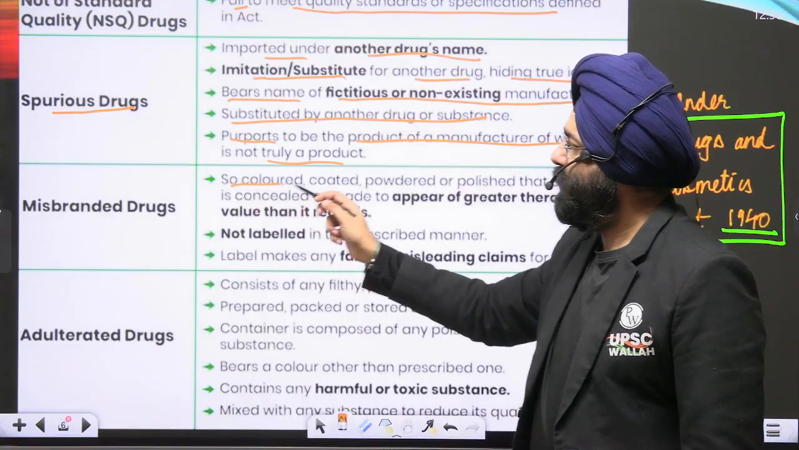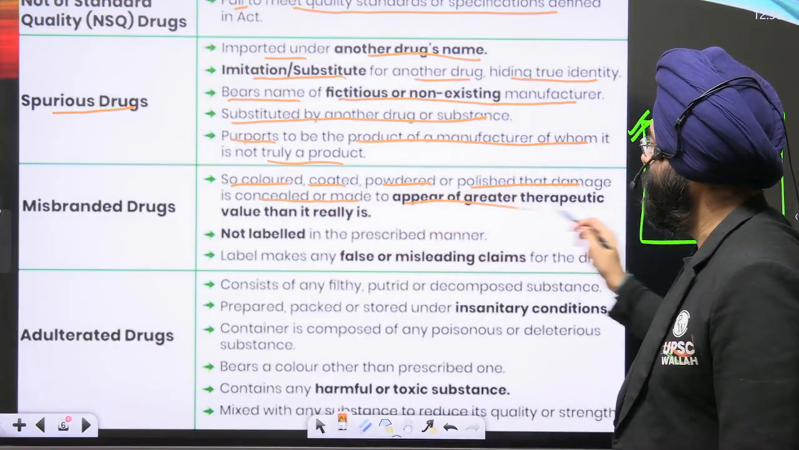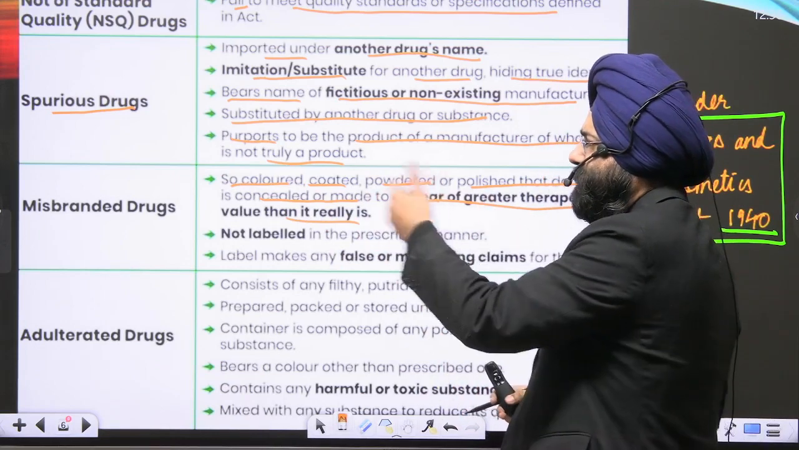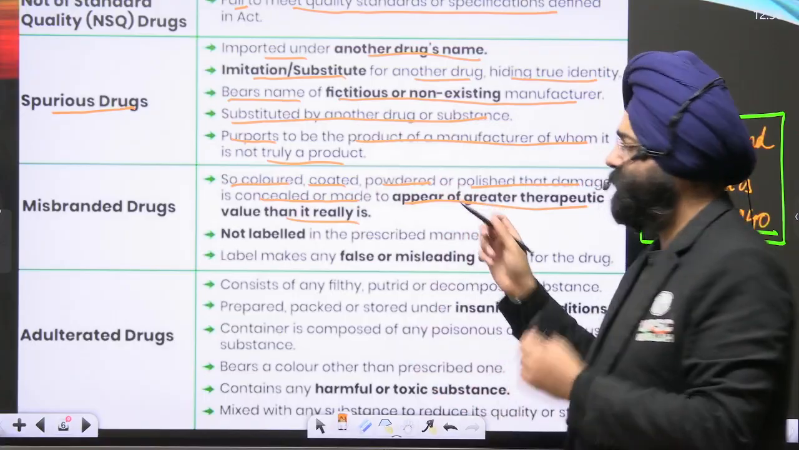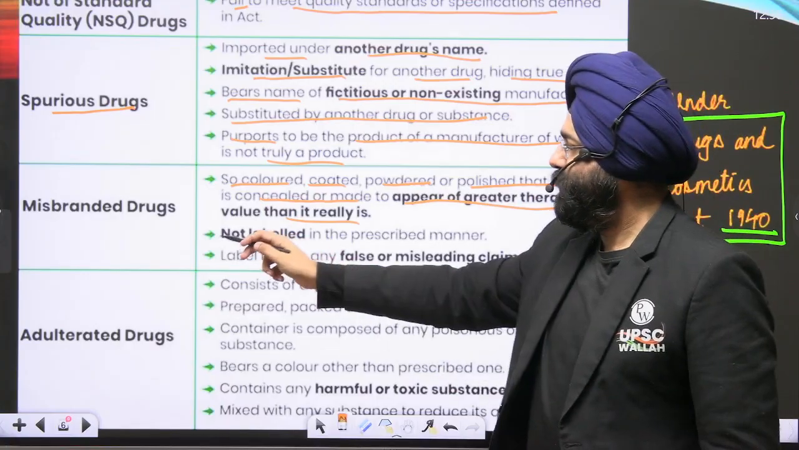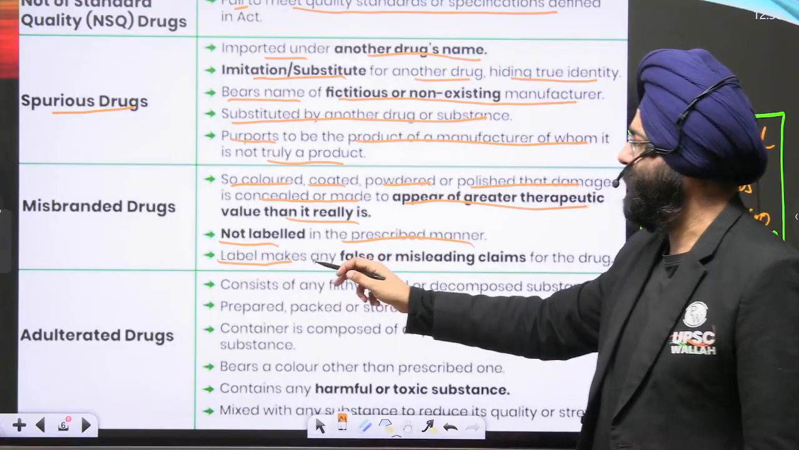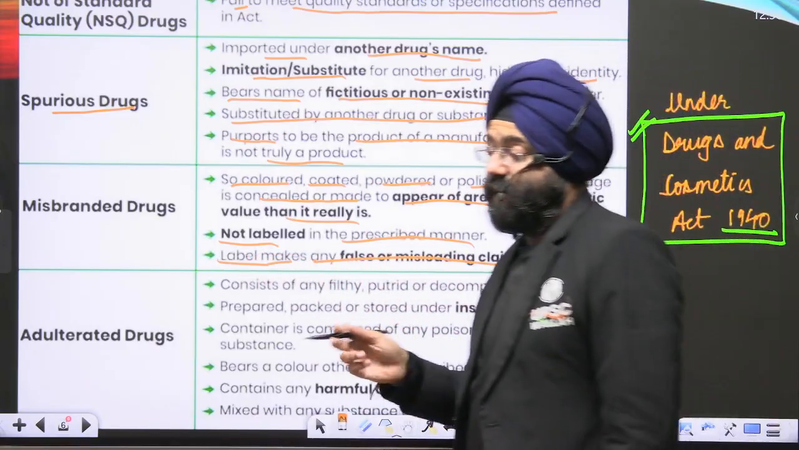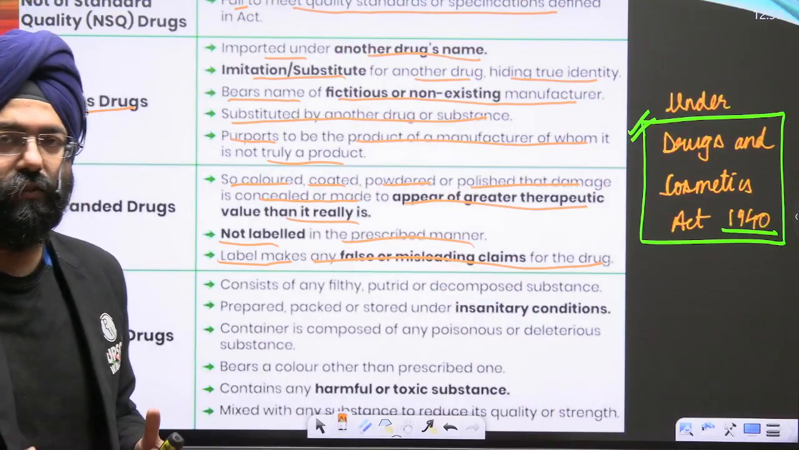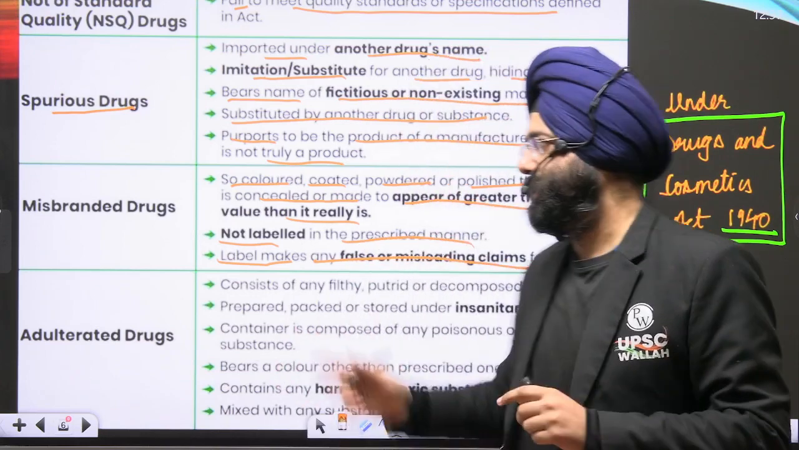Misbranded drug: colored, coated, powdered or polished so that damage is concealed or made to appear of greater therapeutic value than they really are. So any drug which is coated, or colored or coated in such a way that it appears to be of greater significance, a greater value than it is providing to the patient who is consuming the drug. Next is not labeled in the prescribed manner. So it is not labeled in a proper manner. Label makes any false or misleading claims for the drug. So any drug which says, okay, you eat it and the color of your hair will become black instead of graying or whitening. That is misguiding or misadvertisement. So these things also will be under misbranded drugs.